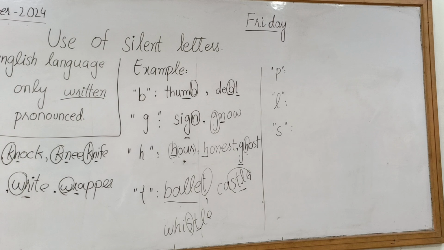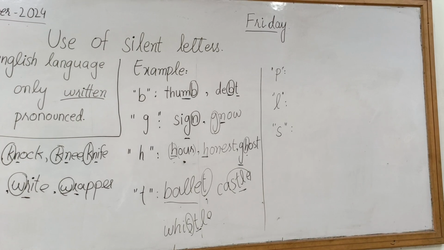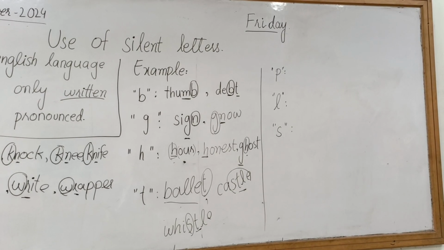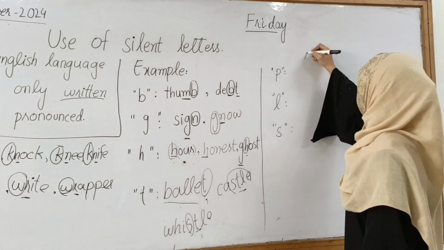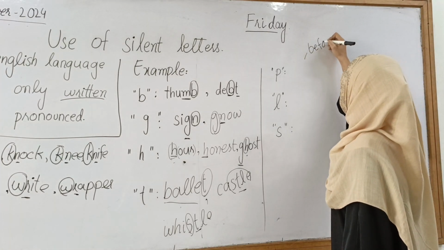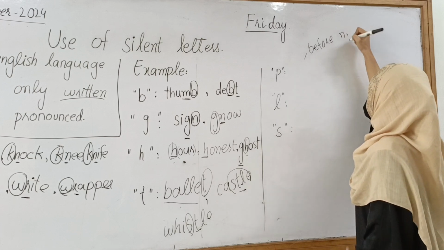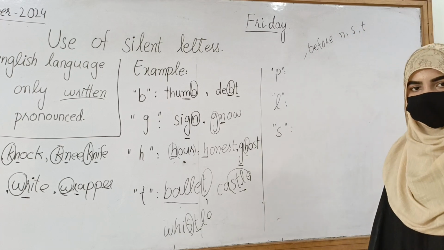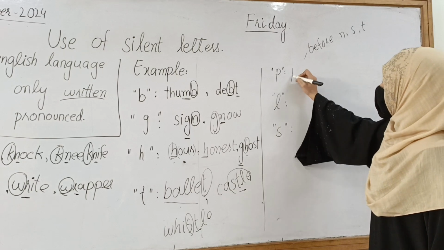Basically, P is silent when it appears at the beginning of words before N, S, or T. Okay, before N, S, and T. You can see we can have an example of pneumonia.